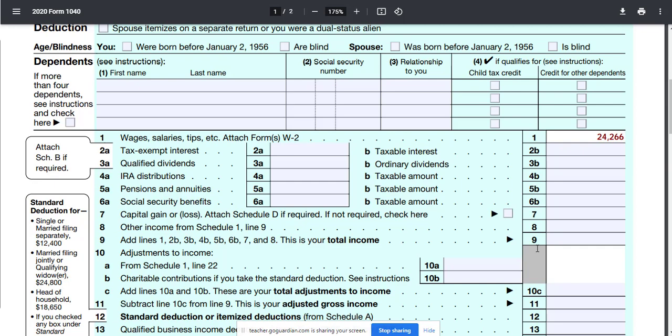For right now, we don't have anything that hits that. So all of these that have been so far have been zeros. We're going to add lines 1 and then all the B's and 7 and 8. And that gives us our answer for our total income in line 9. And so that's $24,266.